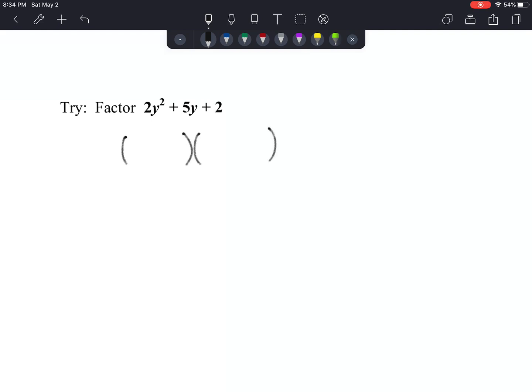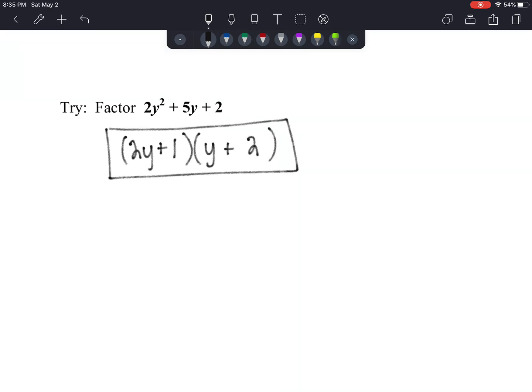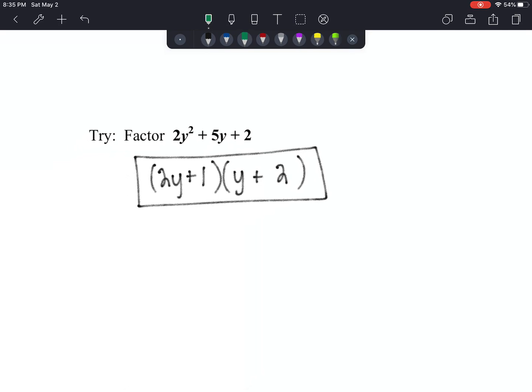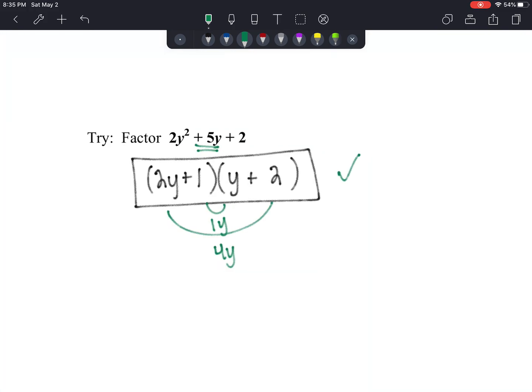Okay, if you pressed pause, hopefully you pressed pause, because now I'm going to go through the answer. The answer is 2y and y, and then 1 and 2. So 2y plus 1 and y plus 2. Hopefully in your work, you've shown the outer is 4y and the inner is 1y. That gives you your 5y, and you did a great big check, and you're good to go.